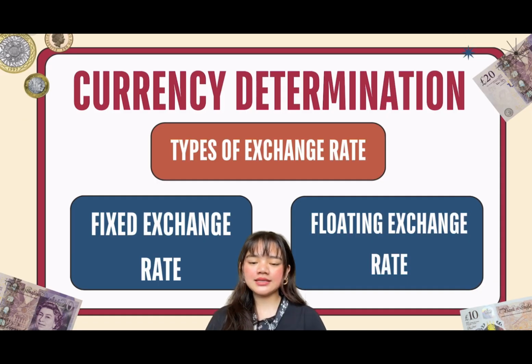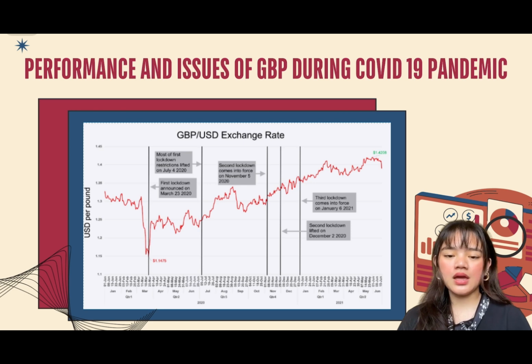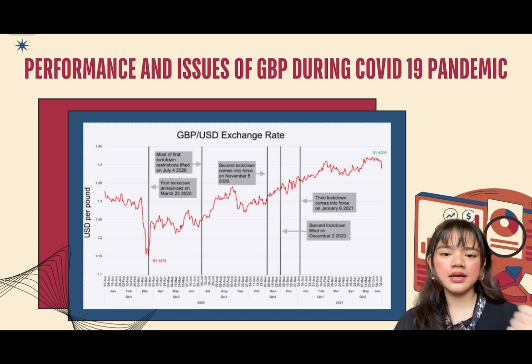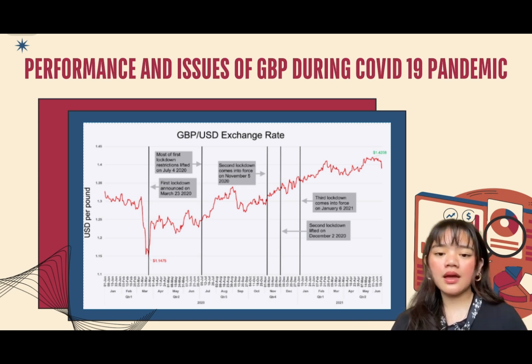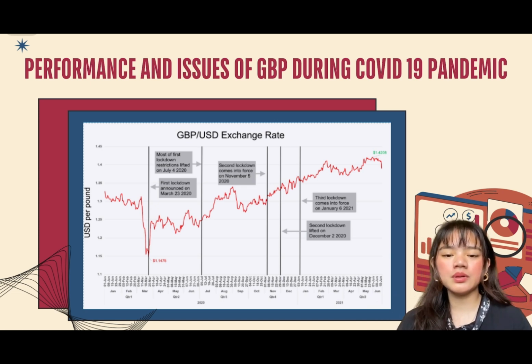Now, I will be presenting about currency determination, performance, and issues of GBP during the COVID-19 pandemic. There are two types of currency exchange rates, which are fixed exchange rate and floating exchange rate. In this case, the British pound sterling (GBP) is a floating currency. The COVID-19 pandemic, which began in December 2019 at the seafood and poultry market in Wuhan, China, rapidly spread across the globe, impacting public health, social structures, and economies worldwide. Many global currencies were affected during the pandemic, and GBP was no exception.